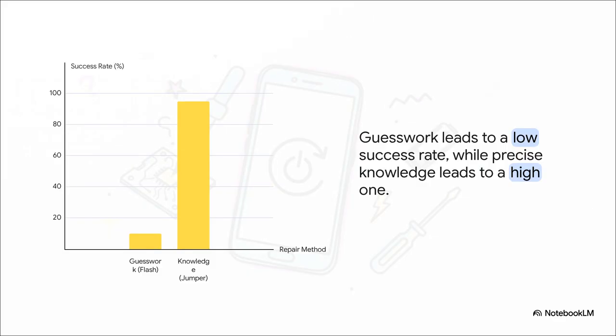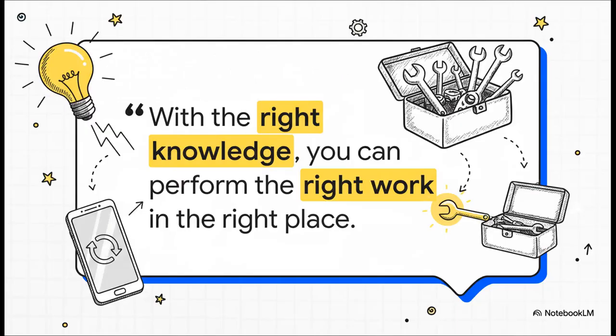This chart really says it all. Your repair efficiency when you're just kind of guessing, like trying a software flash in this case, is incredibly low. But when you operate with precise knowledge, like applying this very specific jumper fix, your success rate just shoots through the roof. It's the difference between being a good technician and a great one. And that brings us to our final and most crucial point. With the right knowledge, you can perform the right work in the right place. So what's the real takeaway for us as technicians? Is it better to have 1,000 general procedures in your toolkit, or maybe 100 laser-focused solutions just like this one? That's the question every top-tier tech has to answer for themselves.